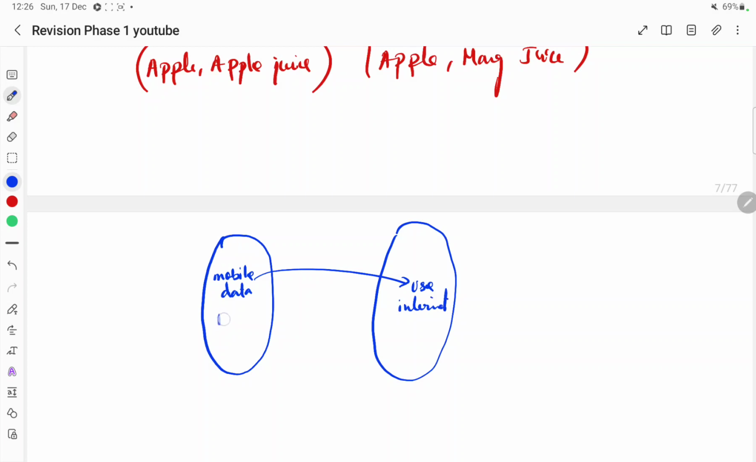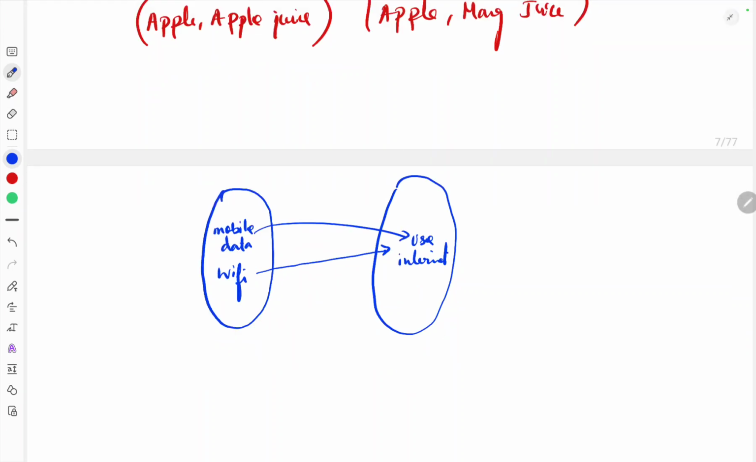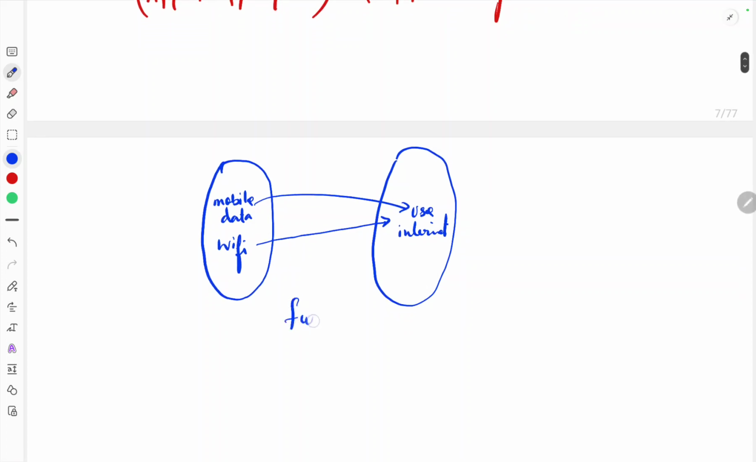As well as if I switch on my Wi-Fi, then also I can use internet. So two different inputs we have, but the output is same, which means we can use the internet. So from here we can say two different inputs can have the same output, but one input cannot have two different outputs. So this is function only. So this is the definition of functions we have.